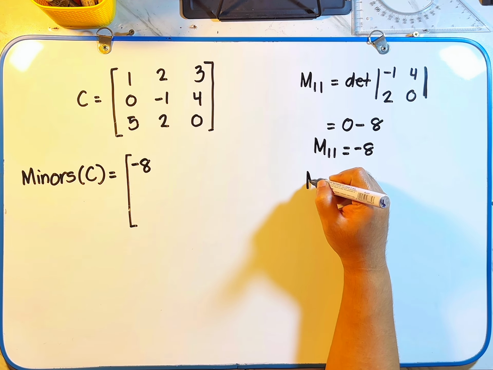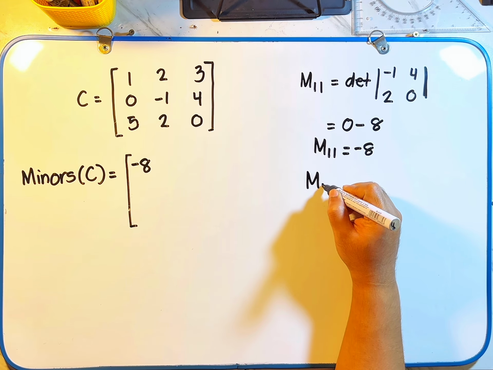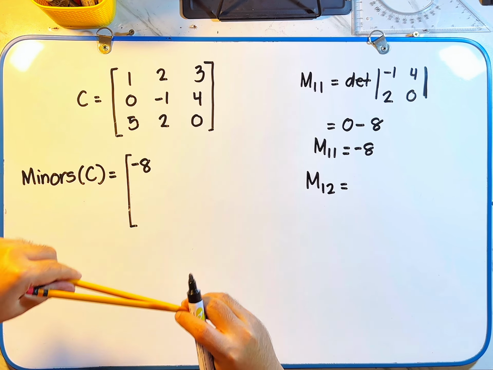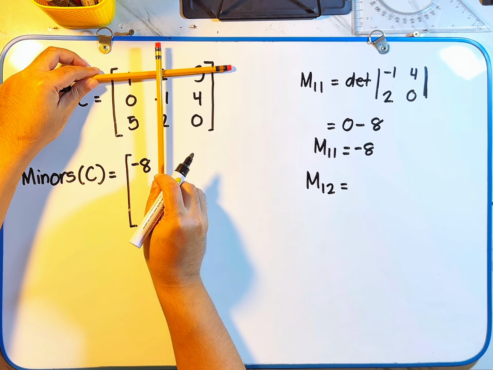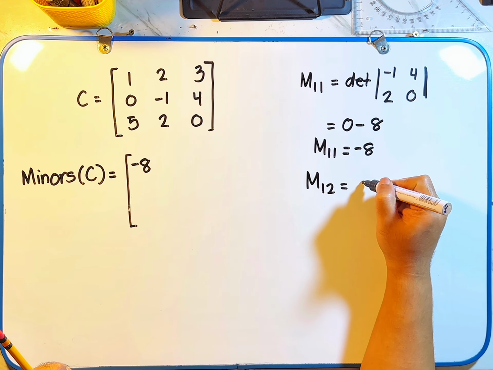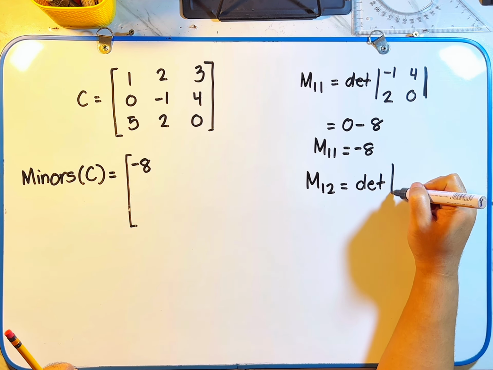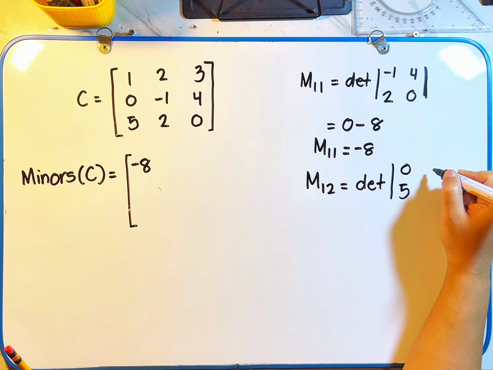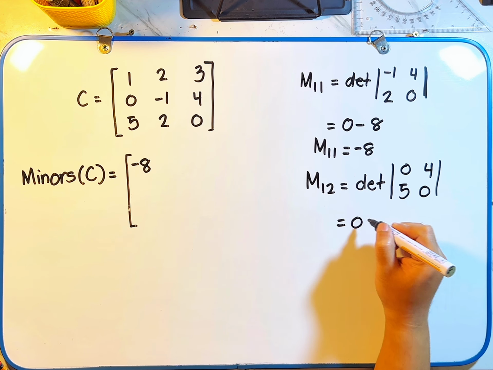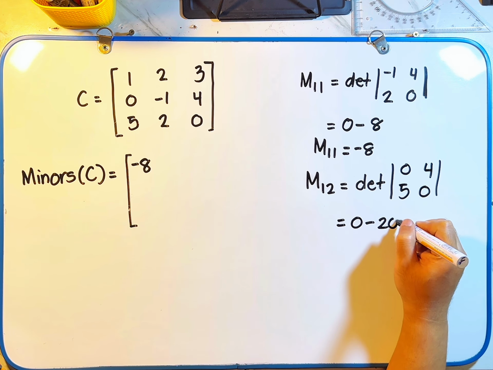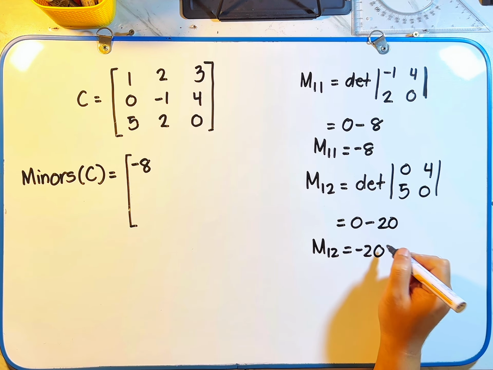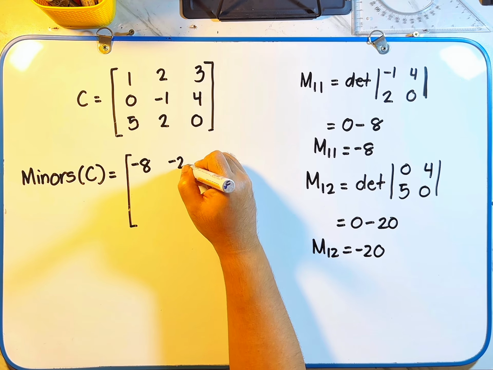Next, let's try to find the minor in the first row, second column. Look at these 4 values, 0, 5, 4, 0. So the determinant of 0, 5, 4, 0 is equal to 0 times 0 is 0, minus 5 times 4 is 20. Therefore, M12 is negative 20. So we will write negative 20.